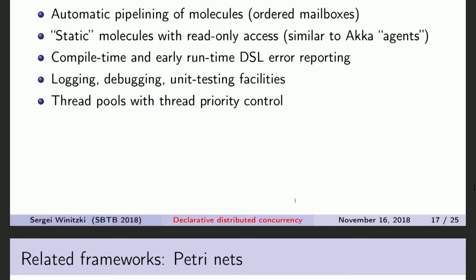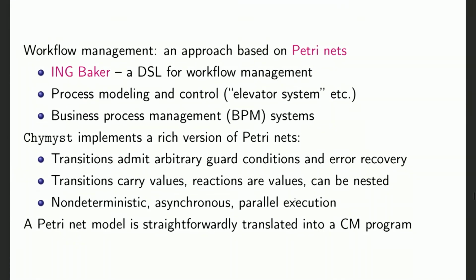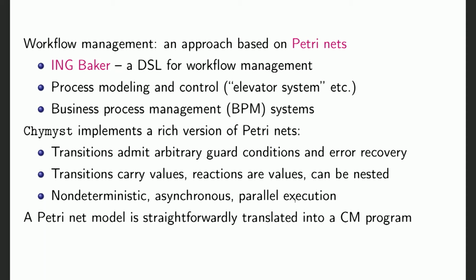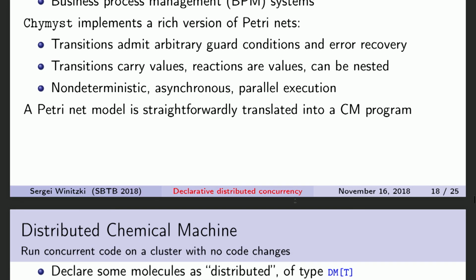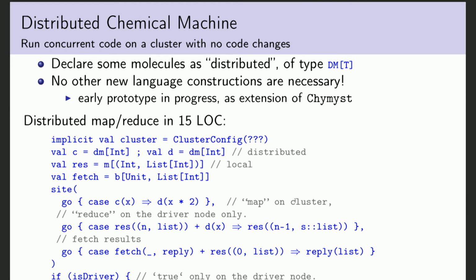I've got a lot of stuff I'm skipping here. Has anyone heard of Petri Nets? More people have heard of them. The chemical machine implements a very rich version of Petri Net. It's one-to-one, and it's got more features. Molecules are values, reactions are values. You can put channels and channels and channels, whatever you want. It's very, very flexible. And the Petri Net can be translated into a chemical machine very easily. Okay, new stuff. I've got 5 minutes before questions, but I've already answered a lot of questions, hopefully.